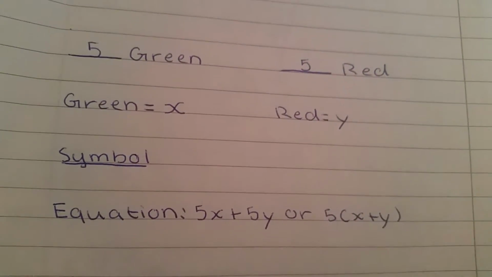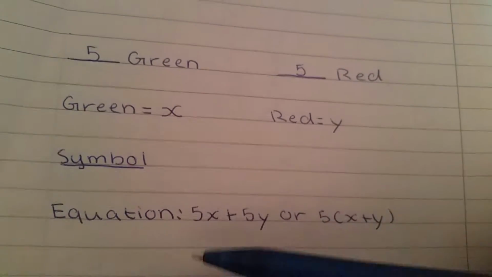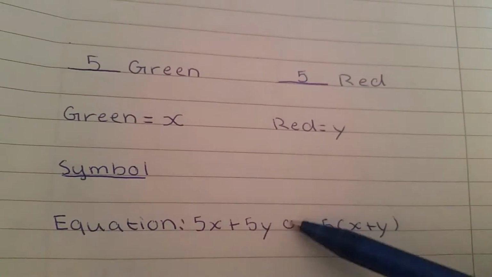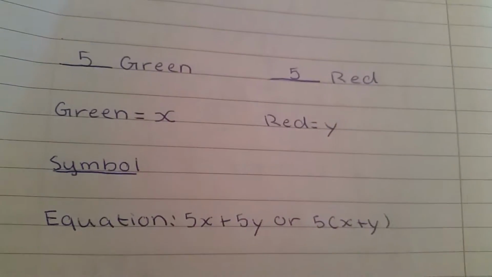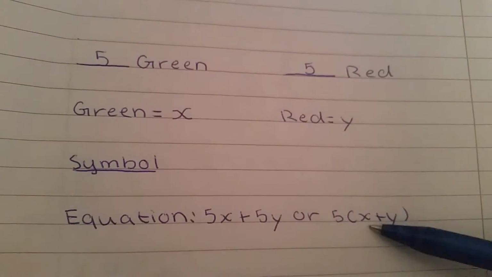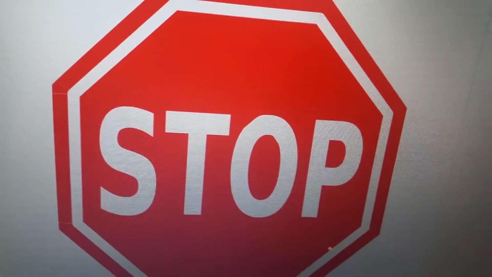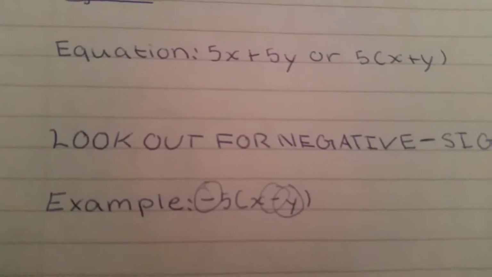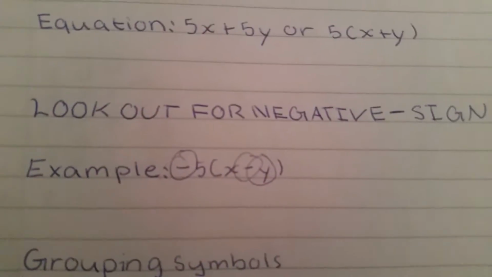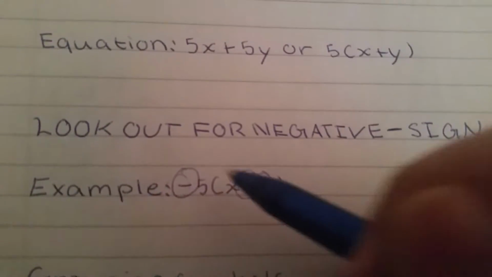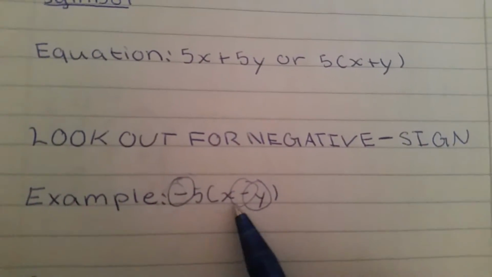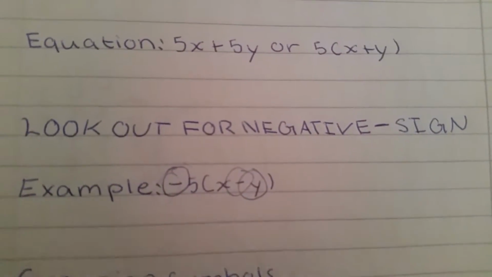And now, if we put it into an equation, it would be 5X, so 5 green, plus 5Y, 5 red. Or, into a more appropriate mathematical term, 5 multiplied by (X plus Y). But always make sure to look out for the negative sign. For example, here, not many people pay attention. Here there's minus 5 multiplied by (x minus 9).